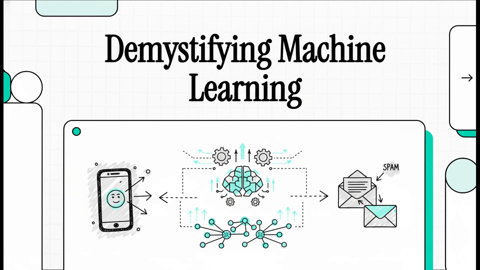Have you ever wondered how your phone unlocks just by looking at it? Or how your email inbox magically knows what's junk and what's important? Well, that's machine learning. And in this explainer, we're going to pull back the curtain and break down exactly how it all works, step by step.